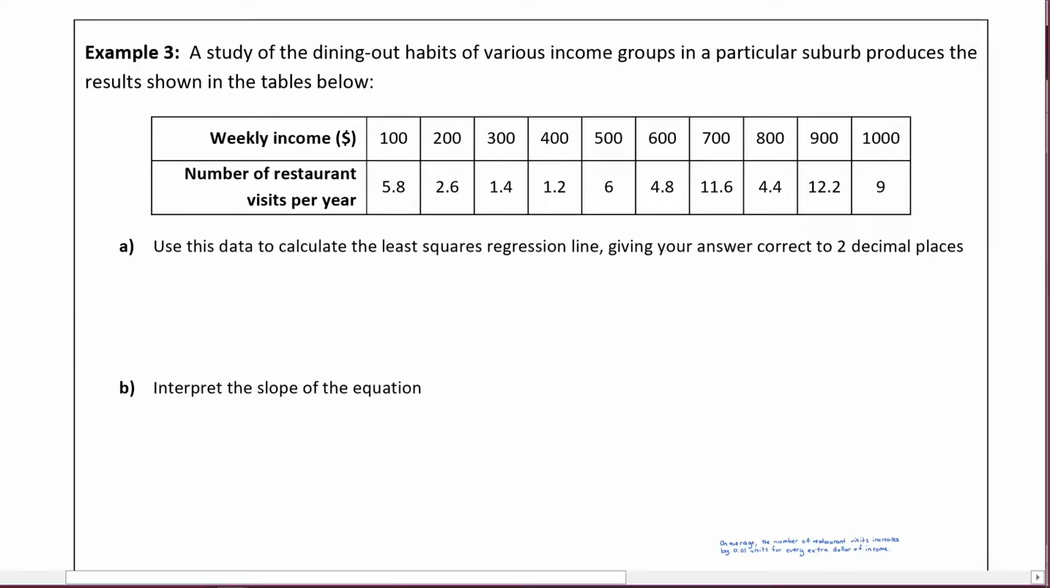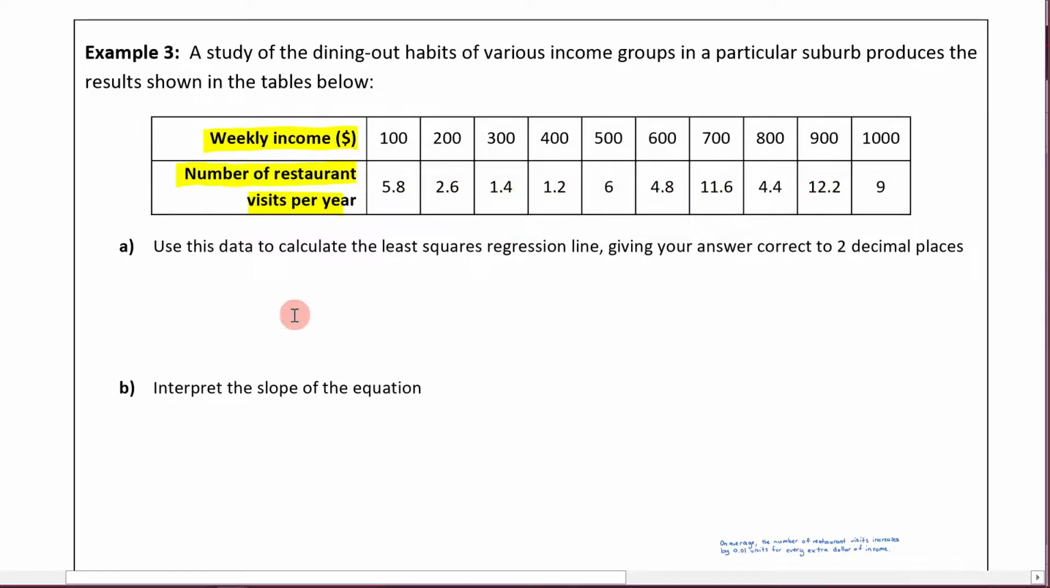We're going to work through this example before us. It says, a study of the dining habits of various income groups in a particular suburb produces the results shown in the table below. So here we have the weekly income of the people from $100 to $1,000, and then the number of restaurant visits per year, as you can see here.